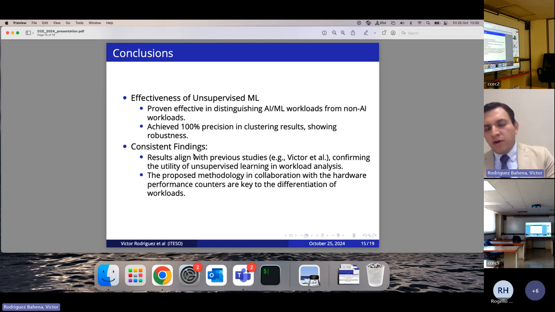So we are concluding that what was working for floating point and integer was also good to differentiate workloads that are much more database oriented or much more video decoding oriented from the machine learning and AI models. These are consistent findings, aligned with the previous studies, confirming the utility not only of unsupervised machine learning, but also that those specific metrics, from the hundreds of metrics, give very good results to differentiate the workloads.